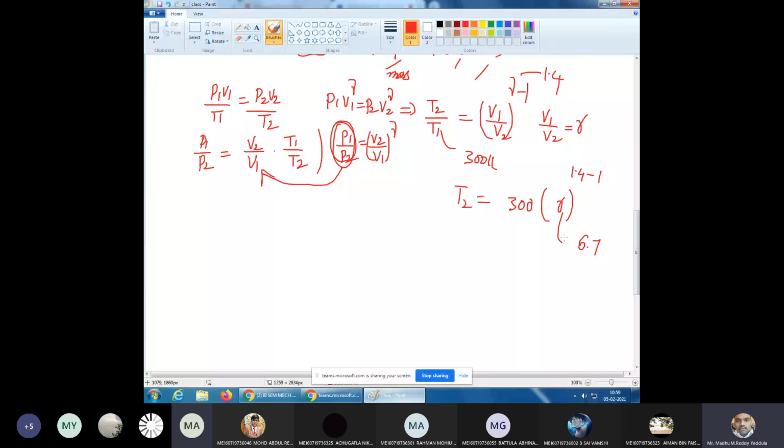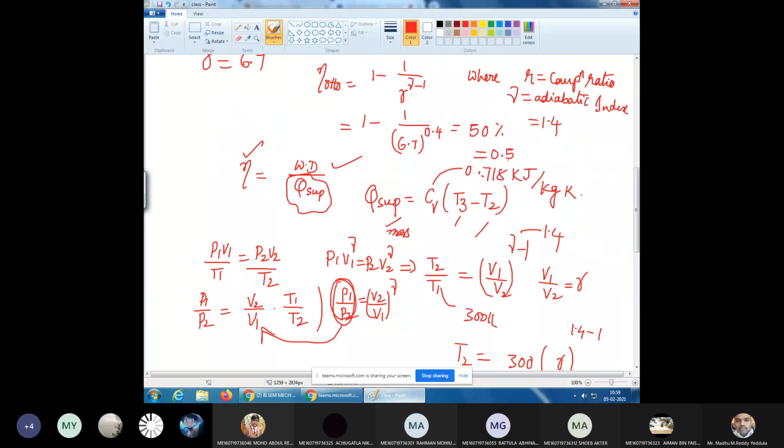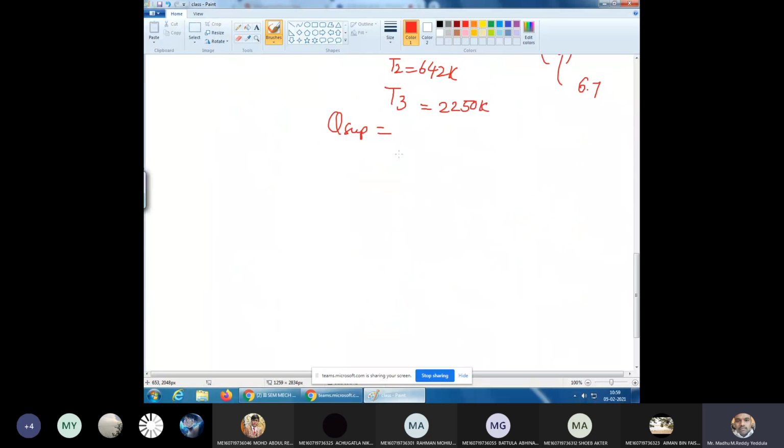Sir, 642 Kelvin. So T2 is equal to 642 Kelvin, and T3 is given as how much? 2250 Kelvin. So therefore heat supplied is equal to Cv, it should be in joules. 0.718 kilojoules per kg Kelvin. Therefore it will become 718 into 2250 minus 642.